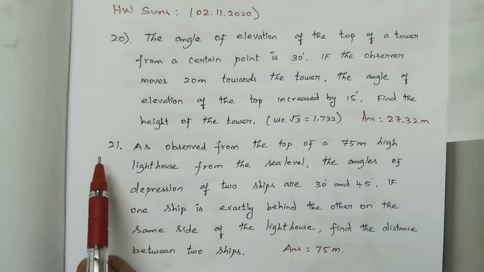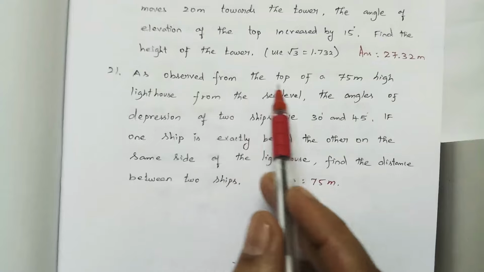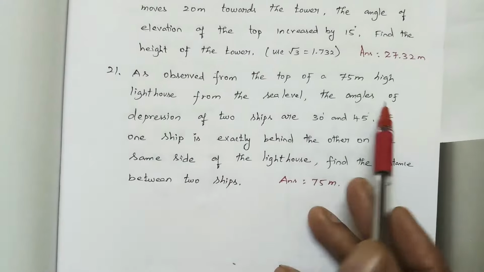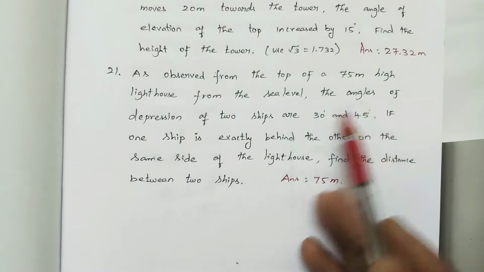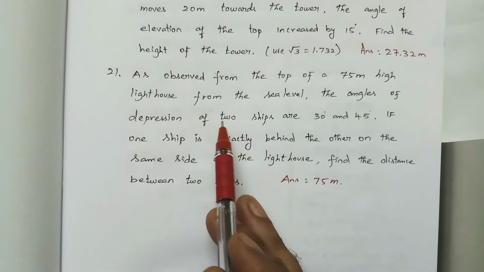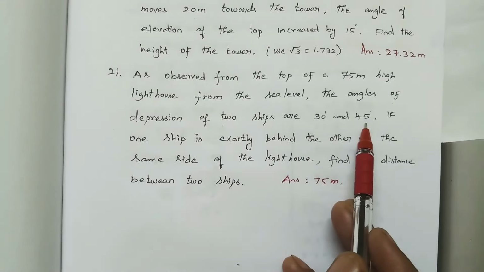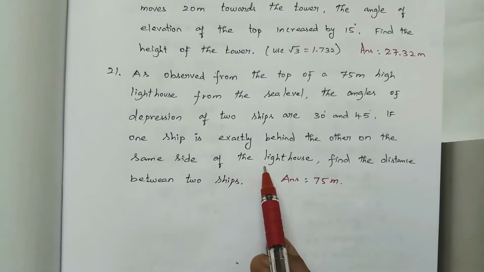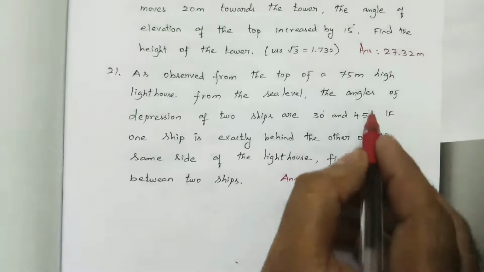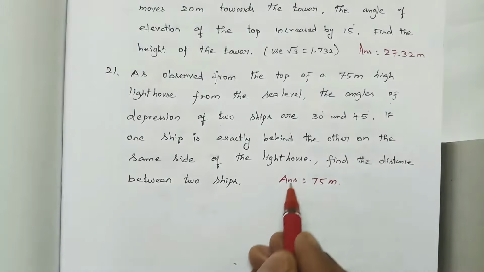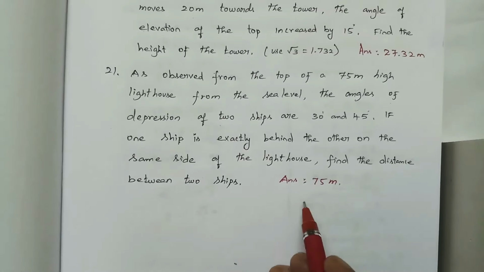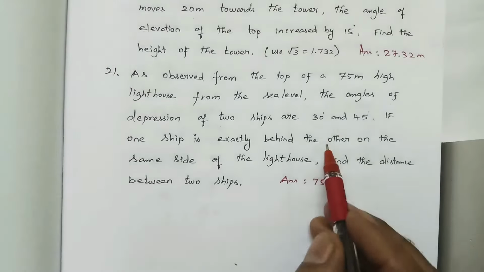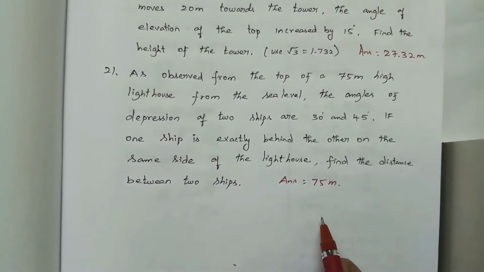Next, sum number 21. As observed from the top of a 75 meter high lighthouse from the sea level, the angle of depression. So from the top they are looking down. What they are seeing: two ships at 30 degree and 45 degree. If one ship is exactly behind the other on the same side of the lighthouse, find the distance between the two ships. So we have one lighthouse. From the top they see the two ships, both on the same side, one ship behind the other. One angle is 30 degree, another is 45 degree.